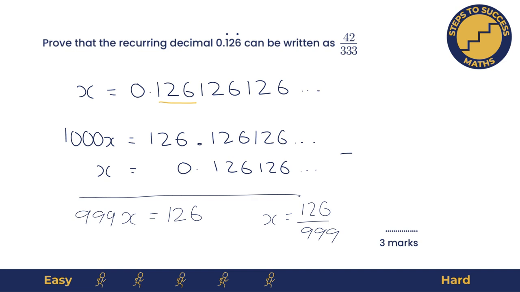999. And to simplify that, I'm going to divide it by 3. I can look at the answer I'm aiming for and see it's 333 on the bottom, so I know I'm dividing by 3. And that gives me 42 over 333.